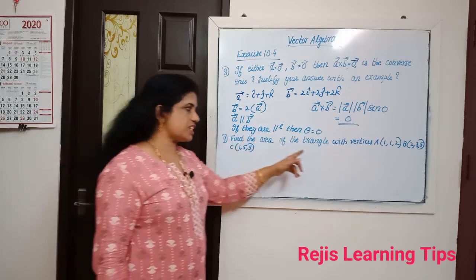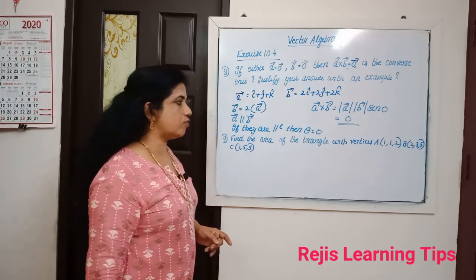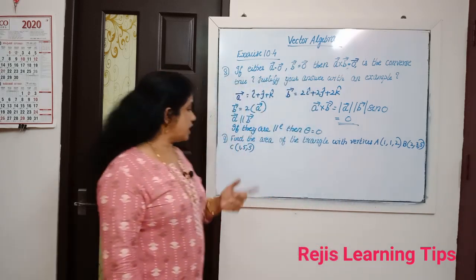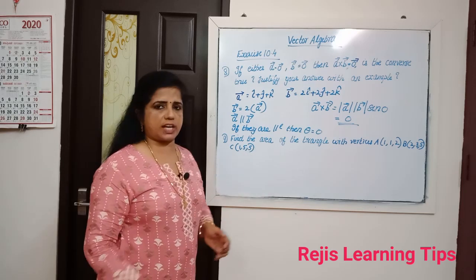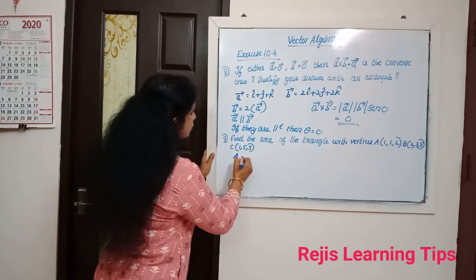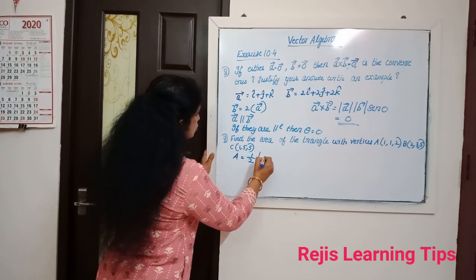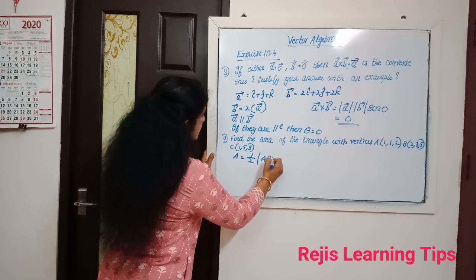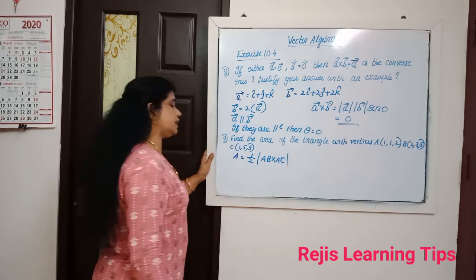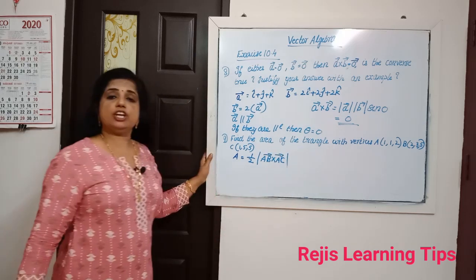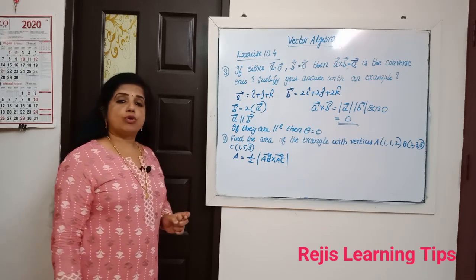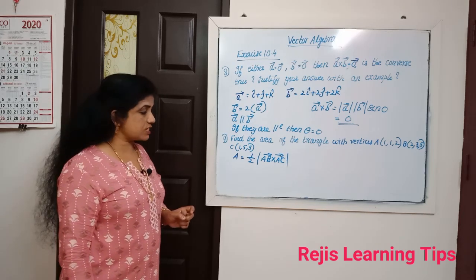Find the area of the triangle with the vertices A(1,1,2), B(2,3,5), C(1,5,5). How can we find the area of the triangle? Area of the triangle is equal to half the modulus of AB cross AC. That is the formula for finding the area of a triangle. Area of the triangle is equal to half into the magnitude of AB cross AC.